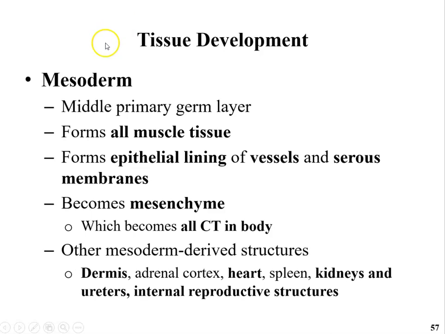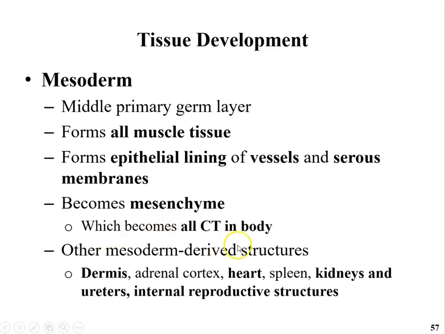Next is the mesoderm. This is the middle primary germ layer. This is going to form all muscle tissue. And it's going to form the epithelial lining of vessels and serous membranes, so the epithelia inside the body. Becomes mesenchyme, which also becomes all the connective tissue in the body. So the mesoderm gives rise to all muscle tissue and all connective tissue in the body.